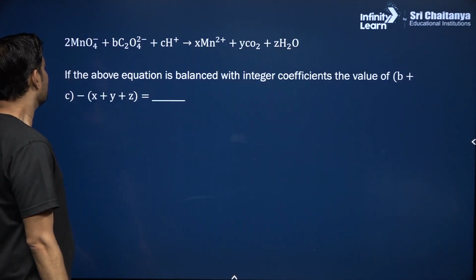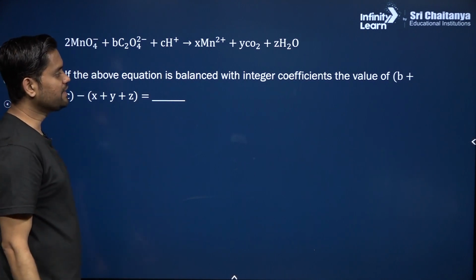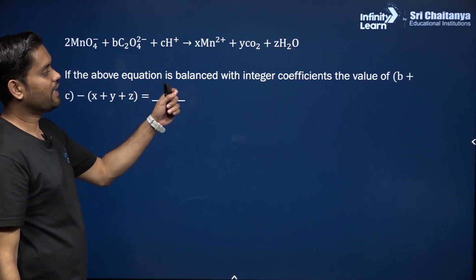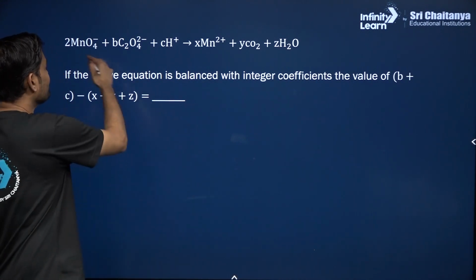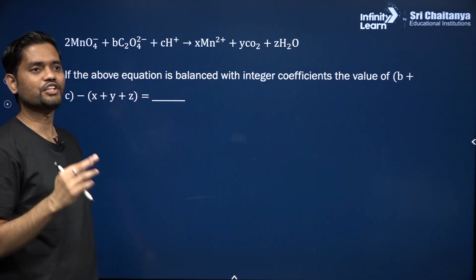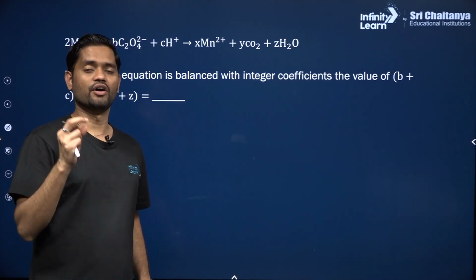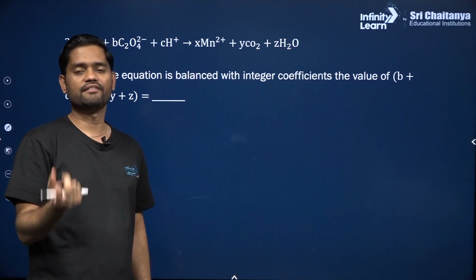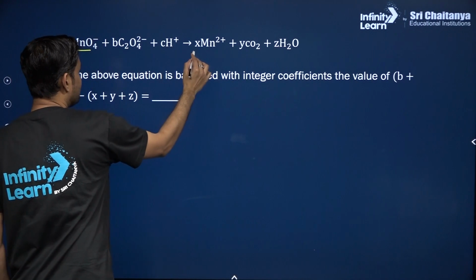Next. This is the equation given to us. If the above equation is balanced with integer coefficients, the value of b plus c minus x plus y plus z is. So first of all we need to balance this. For balancing you can use the oxidation number method or the half reaction method. I am going to use the half reaction method. I am directly going to equate.